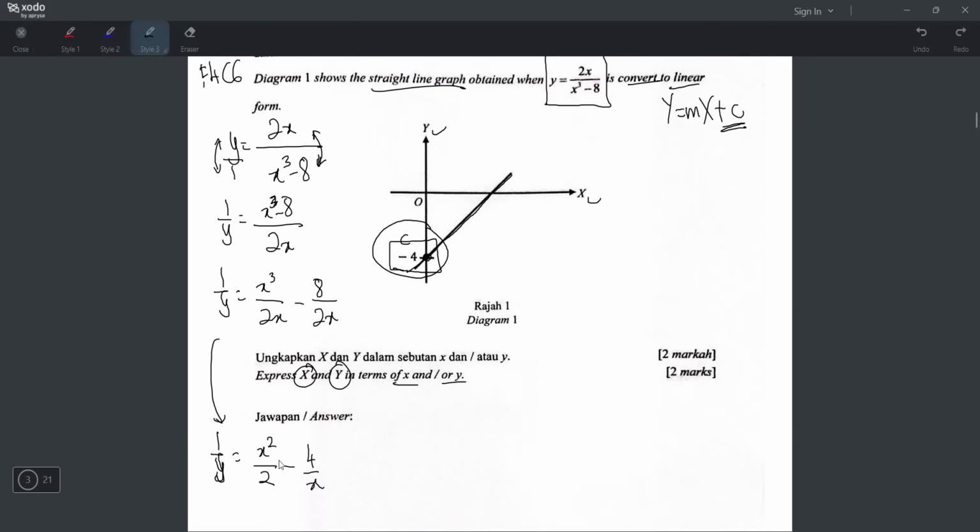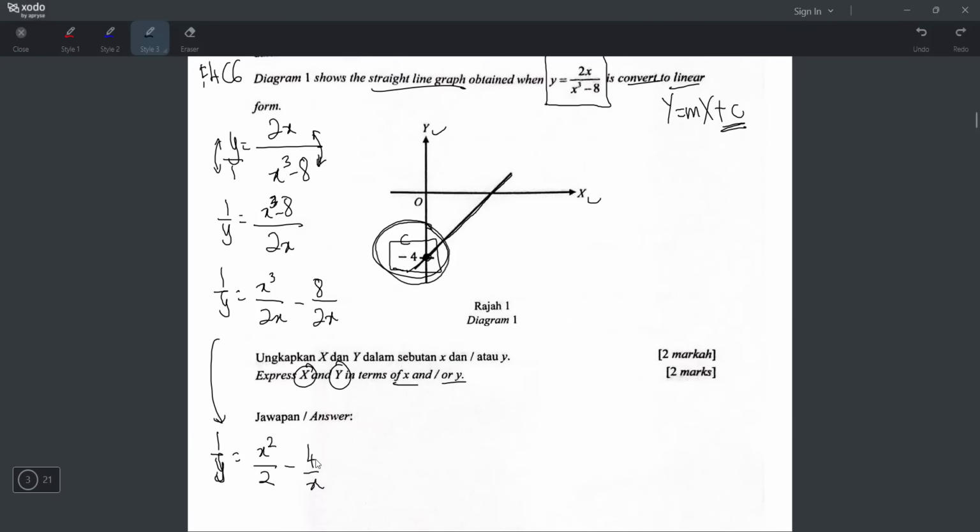there's a negative 4 in my equation now, but it's still not linear form. You know why? Because if it's linear form, there shouldn't be over x here. The c should be a single number and it will be negative 4. There shouldn't be over x here. So how do you get rid of the x? Very simple. You just times everything by x.